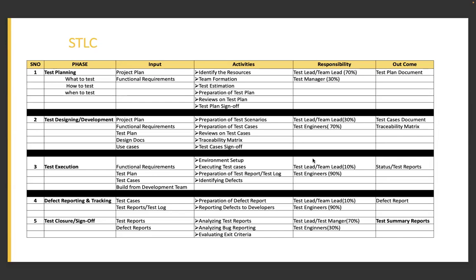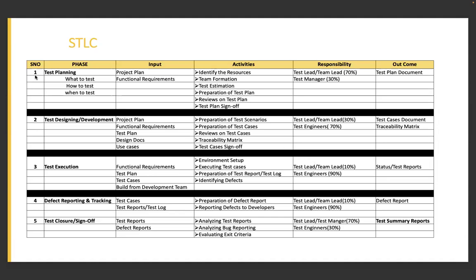Okay, then we have defect reporting and tracking, guys, which includes test case, test report, test log, preparation of defect report, and reporting defects to the developer, test lead, team lead. Test engineers are the ones who are responsible, and the output which we get over here is the defect report. And the last is test closure sign off, which takes test report and defect report. These are the inputs, guys, and the activities involved are analyzing the test report, analyzing the bug report, and evaluating the exit criteria, guys. And after that we provide the summary report.